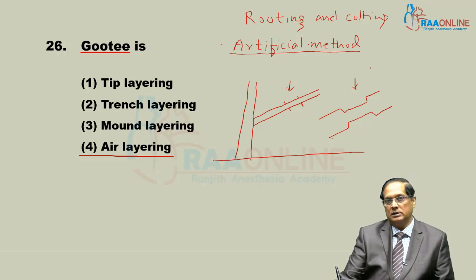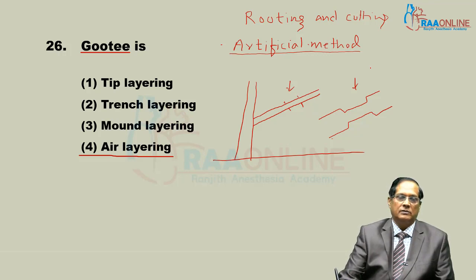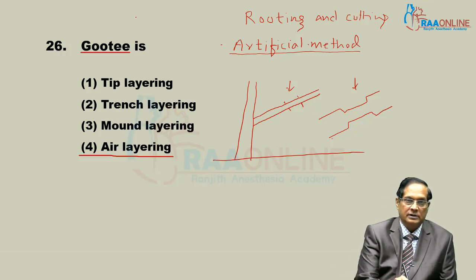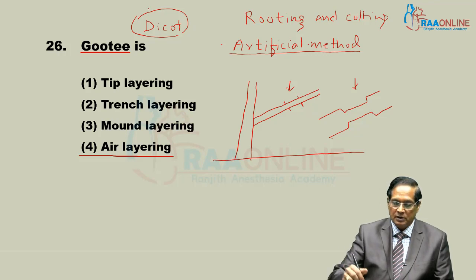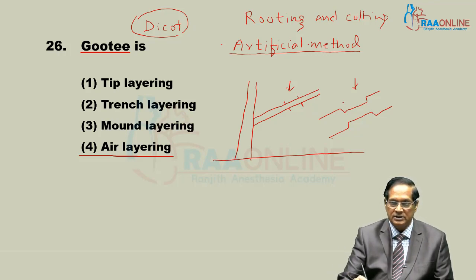If we remove bark, exposure of cambium is there. It means cambium is essential. That is, Guti or any kind of layering process can be done only in dicots, because the prerequisite of cambium is there. Cambium is found in dicots, not in monocots. So first of all, bark is removed from this area.